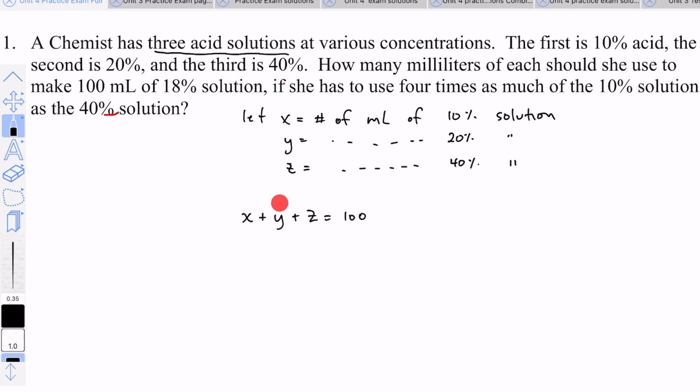So this chemist is still going to mix all three acids together, but now I'm going to use the concentration amount. So she's going to mix x milliliters at 10% concentration, so that's 0.1x, and then she's going to mix y milliliters concentrated at 0.2 or 20%, and then she's going to mix z milliliters concentrated at 40% or 0.4, and that's going to equal, again, 100 milliliters, but now because we're addressing the concentration, it's concentrated at 18% or 0.18.